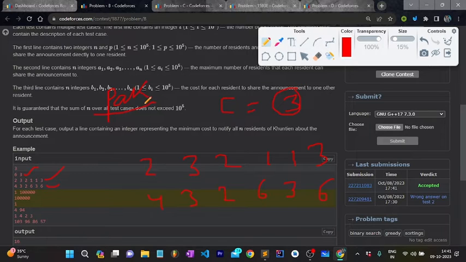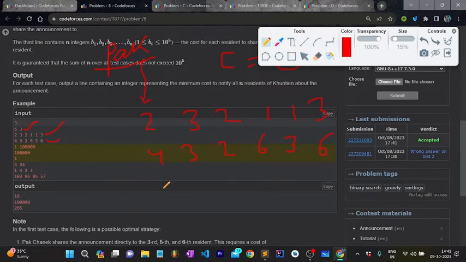Let's suppose Park is sharing the announcement to this person. So the total cost used till now is 3. With the cost 3, Park will share the announcement to this particular person. And if this person wants to share the announcement to other persons, this is the cost he will be using to share the announcement, and this is the number of persons to whom he can share the announcement. For example, he can take the cost 4 and share the announcement to 2 persons, and each individual person will take the cost 4.